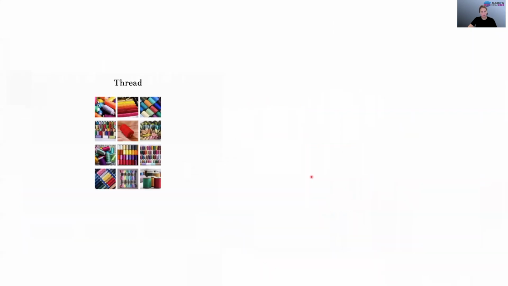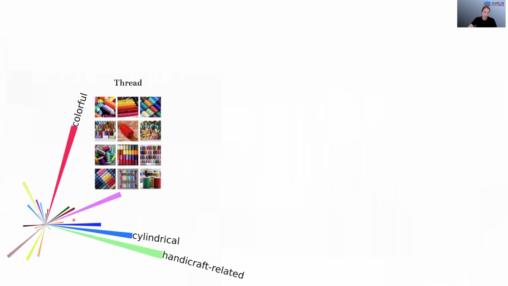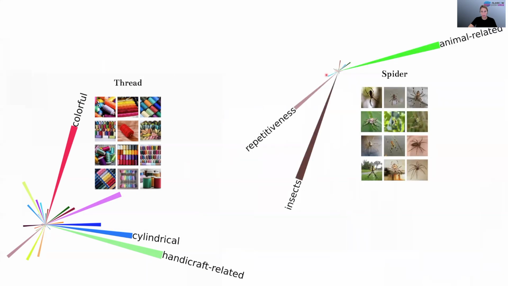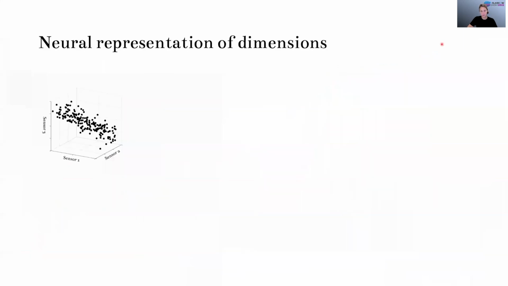We can also look at this in a different way. We can look at all 49 different dimensions and just look at how strong of a weight is associated with each object category. Here each bar represents each of the 49 dimensions, and the length indicates how strong the weight is for this object class. What we can see here for thread, for example, is that it scores strongest on colorful, cylindrical, and handicraft related. Similarly for the spider, we have all of the different dimension weights, and we can see that insects, repetitiveness, and animal related are the highest scoring dimensions for this object class.